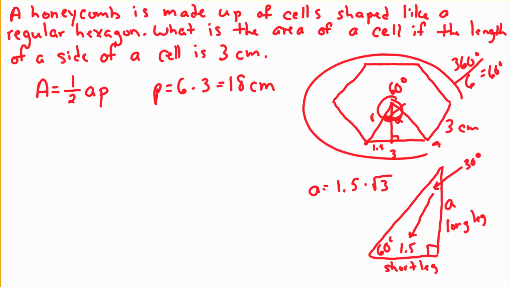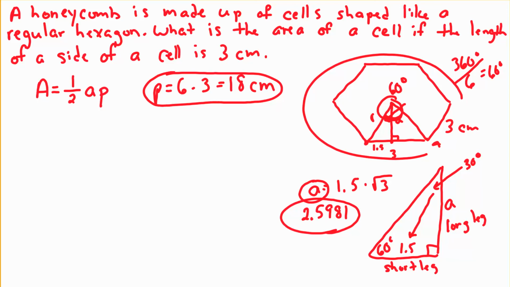So here's the point where we're probably going to have to go to our calculator at some point. Let's go ahead and go to our calculator and figure out the length of that apothem. So if we punch that in, and I'm going to go to 4 decimal places because I don't want to round too much, I get 2.5981 for the length of the apothem. So now we have everything we need. We know the length of the apothem, A. We know the perimeter of the figure to be 18.